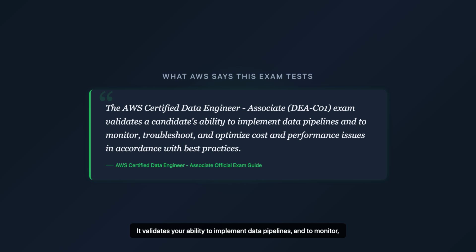Straight from the official Amazon Web Services exam guide, here's what they say the exam tests. It validates your ability to implement data pipelines and to monitor, troubleshoot, and optimize cost and performance issues in line with best practices. Notice what's there and what's not. It's not asking you to recite features. It's asking you to build, operate, and tune real pipelines. That single sentence tells you exactly how to study.